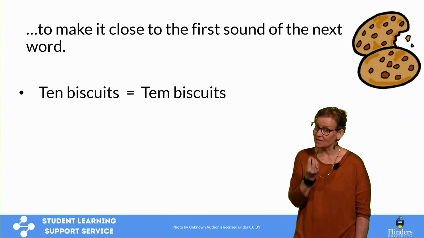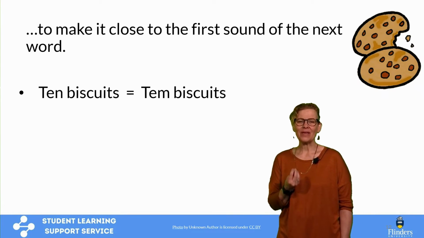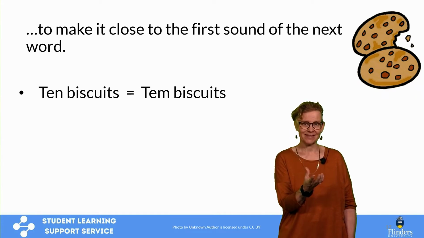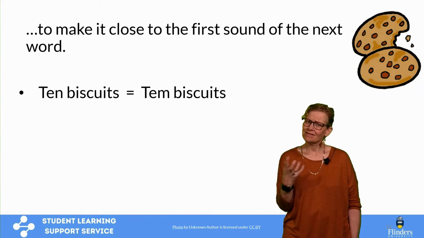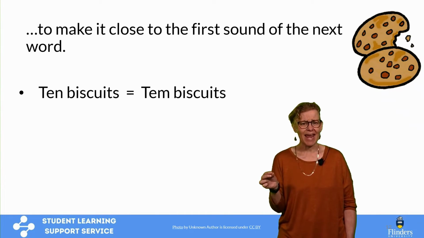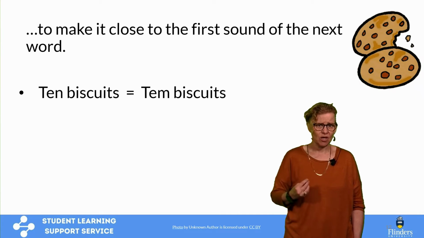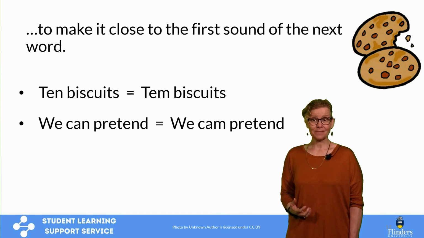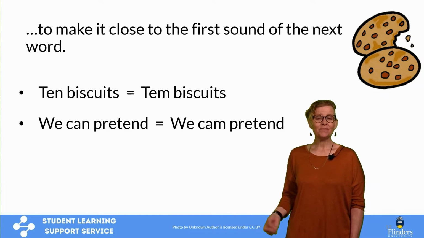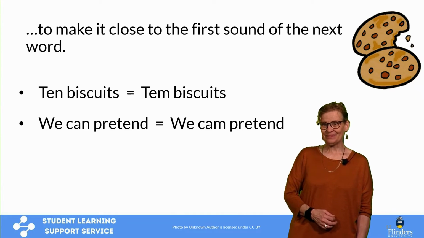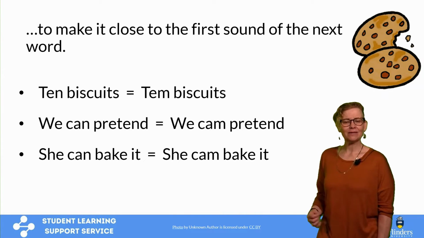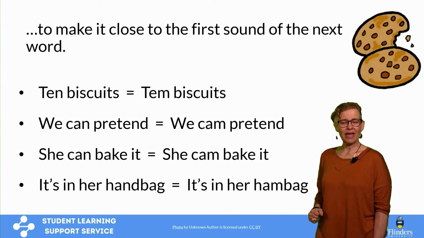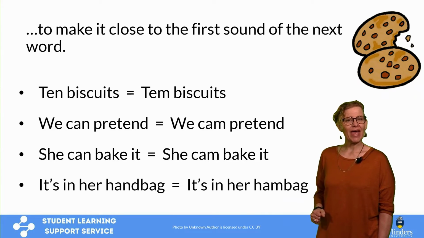So it sounds really more like an M, because that gets our lips in the right position to say the B of biscuits. And when we're speaking quickly, sometimes that distinction between N and M is so fine it's lost in the speed of things. "Ten biscuits" becomes "tem biscuits." "We can pretend" becomes "we cam pretend." "She can bake it" becomes "she cam bake it." And the last one, "it's in her handbag" becomes "it's in her hambag."